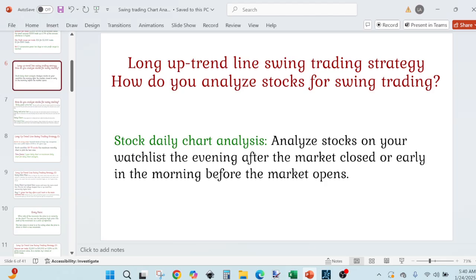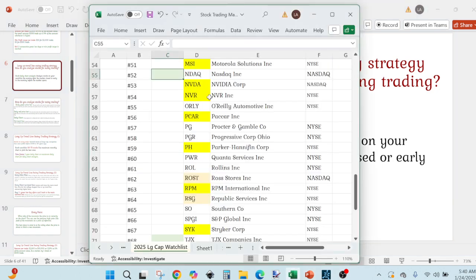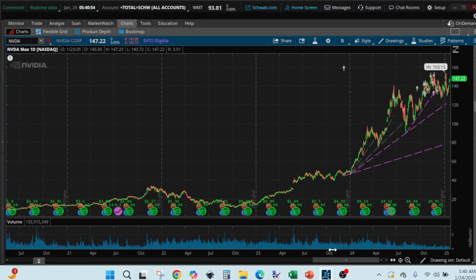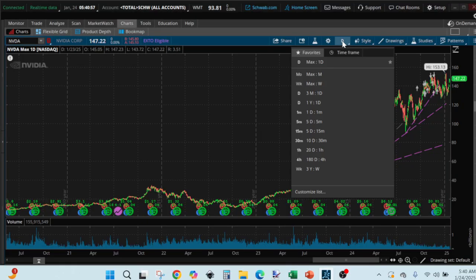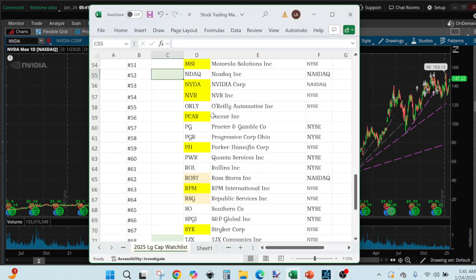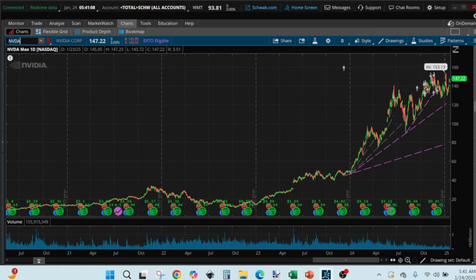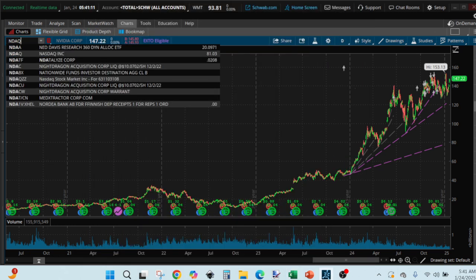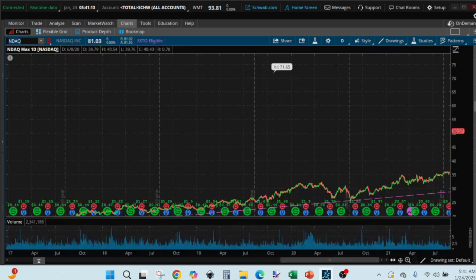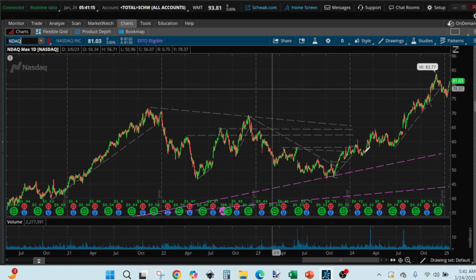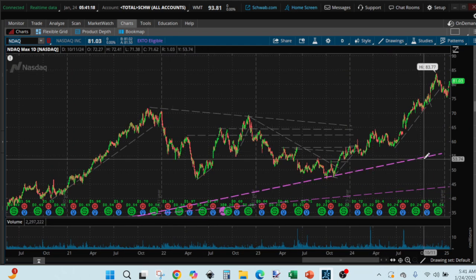Hello, how do you analyze stock for swing trading if you are using the long option line swing trading strategy? You open your stock watch list, you open your daily chart. It could be the maximum daily chart or the 1 year daily chart, and you analyze the stocks on your watch list at the end of the day, or after the market close, or early in the morning before the market open, to see if you'll find some stocks to purchase during the day.